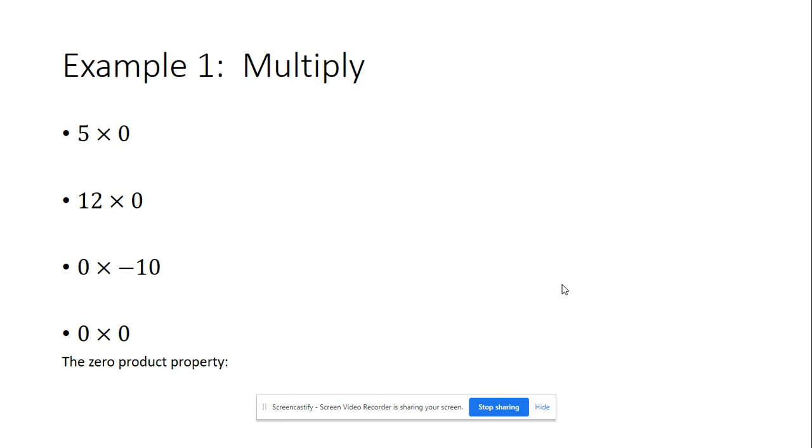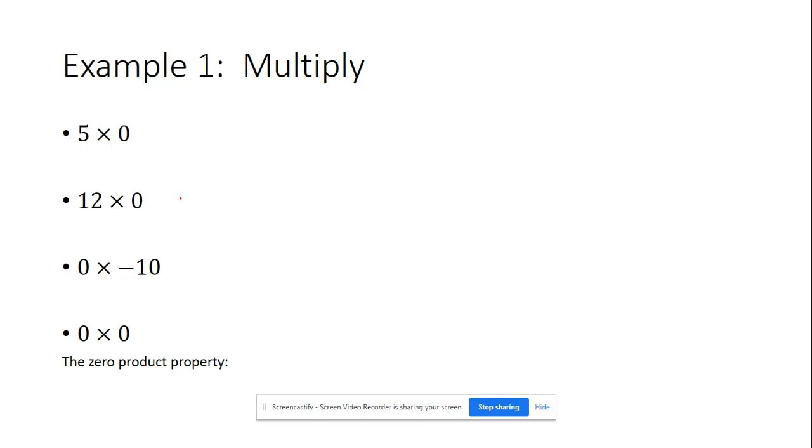So the first idea over here is we're going to multiply some simple numbers, and hopefully what you guys see is that 5 times 0 is 0, 12 times 0 is 0, 0 times negative 10 is 0, and 0 times 0 is 0. So anything we multiply by 0, the answer is 0.